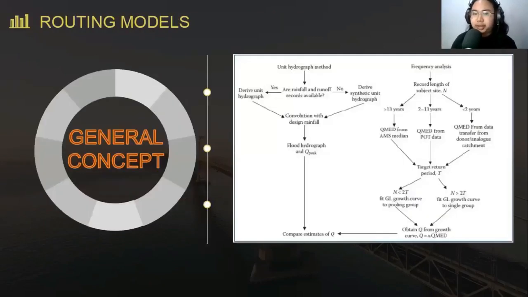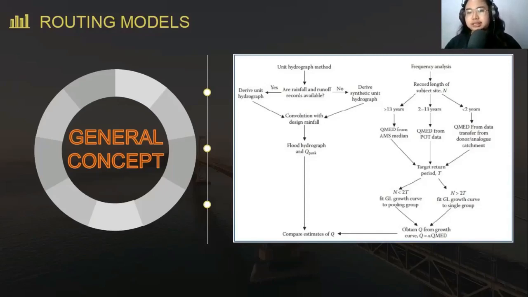So, routing models, the general concept: we have the unit hydrograph method and frequency analysis. Itong ginagamit sa two kinds of routing. So for the unit hydrograph method, if you have rainfall and runoff records, you can proceed to derive the unit hydrograph. If none, you will proceed to the synthetic unit hydrograph, wherein mag-assume ka ng mga data para magkaroon ka ng collected data. Kumbaga, mga assumed lang siya, assumed na mga equations. And so after that, you may proceed to the convolution with design rainfall, and after solving for mga sa data collected, proceed to flood hydrograph and the flow rate peak. Yan, meron ka ng flood hydrograph and the flow rate peak.